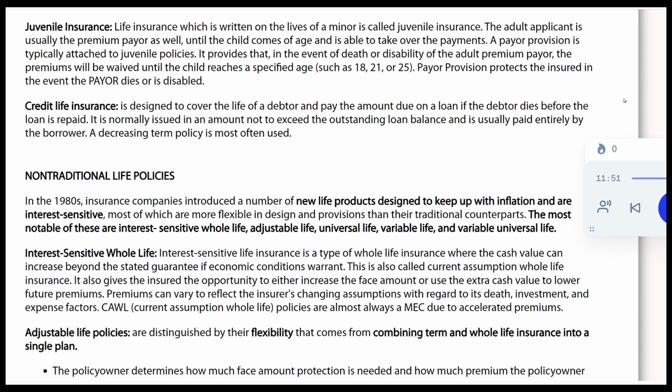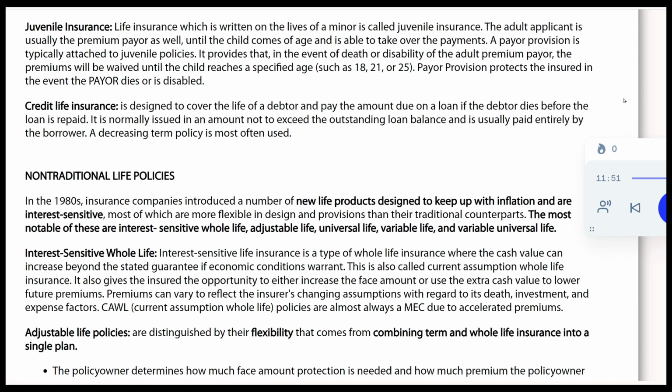Non-traditional life policies. In the 1980s, insurance companies introduced a number of new life products designed to keep up with inflation and are interest-sensitive, most of which are more flexible in design and provisions than their traditional counterparts. The most notable of these are interest-sensitive whole life, adjustable life, universal life, variable life, and variable universal life.